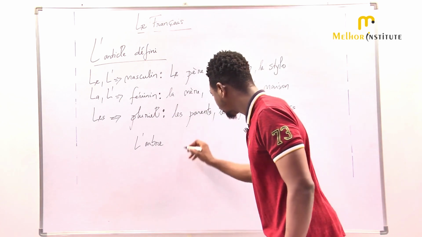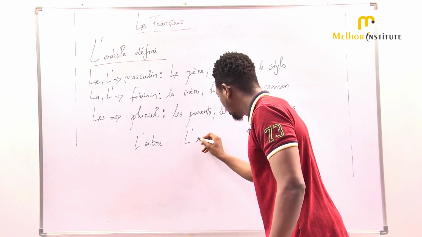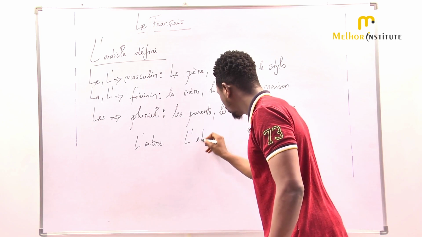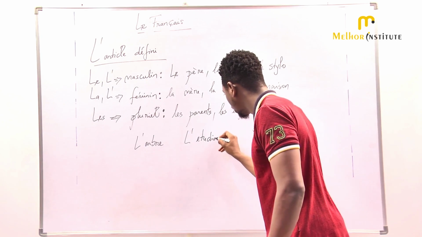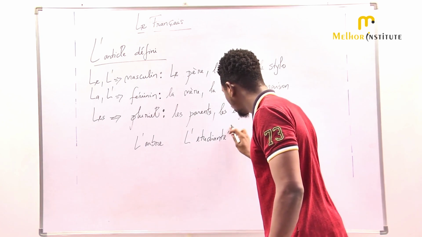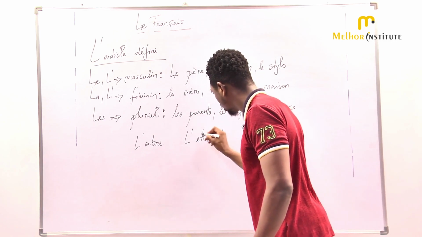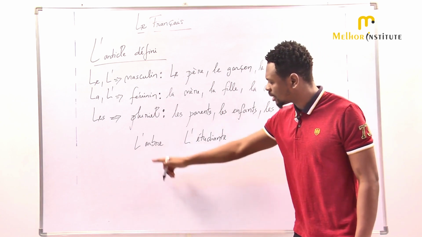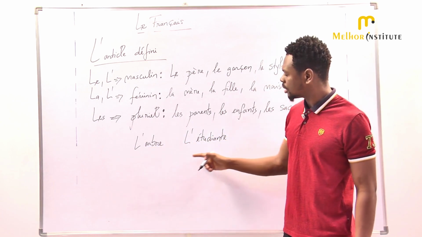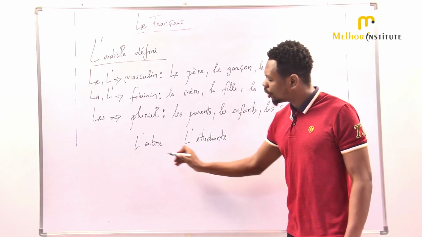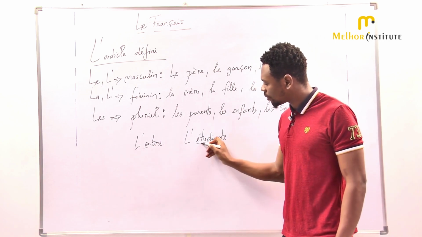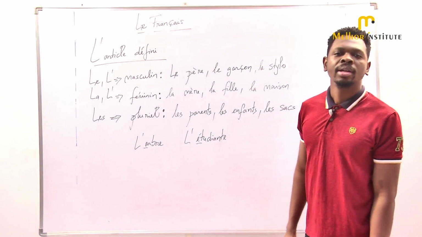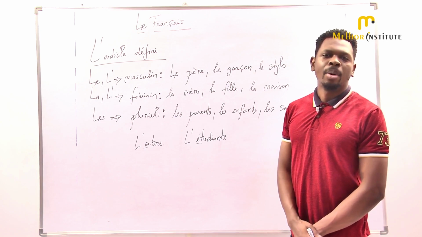I can say l'étudiante. L'étudiante means the student, but this is masculine, this is feminine. Only a word starting with a vowel, you put L apostrophe.